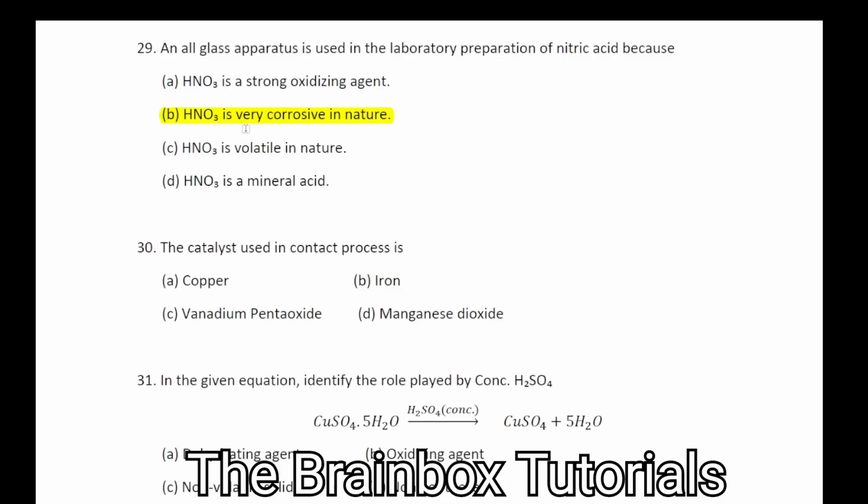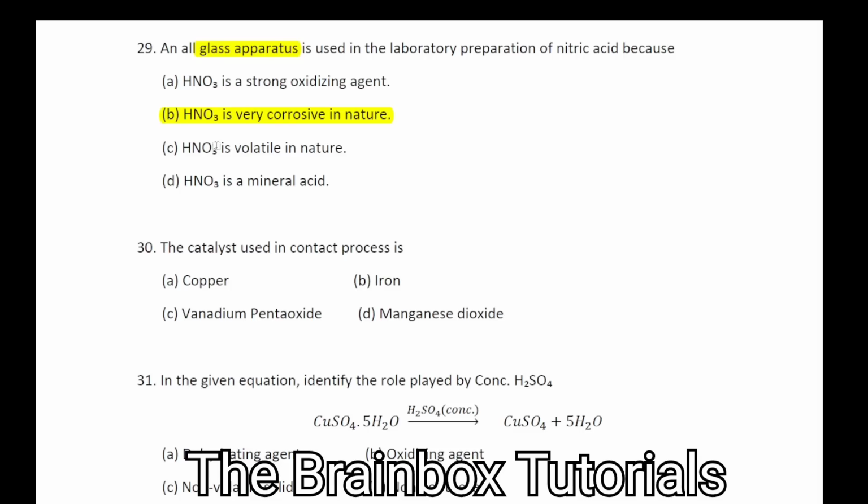See, all four options are right characteristics of HNO3, but here the question is asked why glass apparatus is used, and for that the answer will be that HNO3 is very corrosive in nature and it reacts with cork, rubber, etc. It also damages those materials.